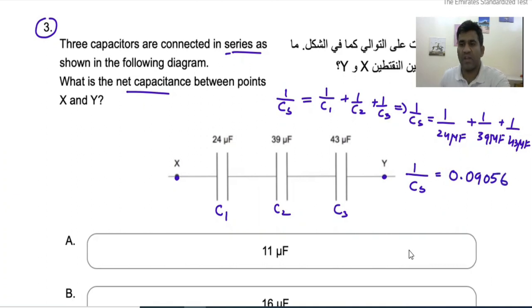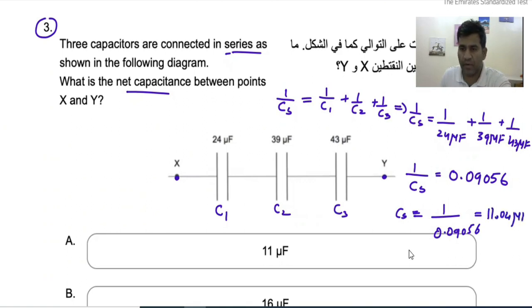0.09056. This is the value you are getting, but actually the question is about the value of net capacitance, the total capacitance in series. So to get the value of Cs, you have to reciprocate it, flip it. It means Cs will be calculated as 1 by this value, 1 by 0.09056. You just need to press the inverse button on your calculator, and it will give you the value.